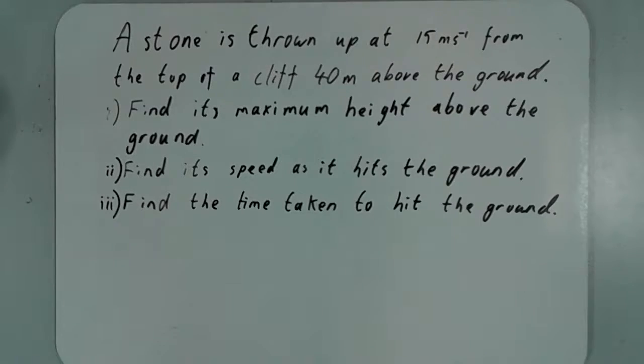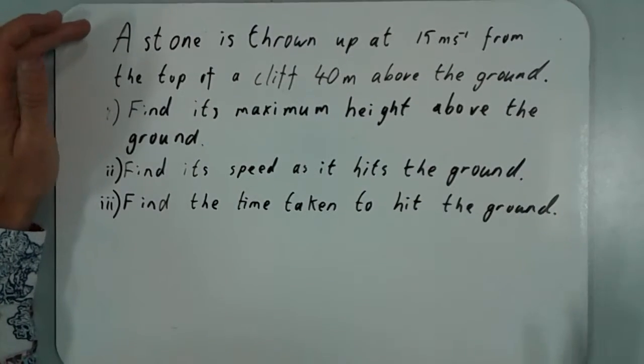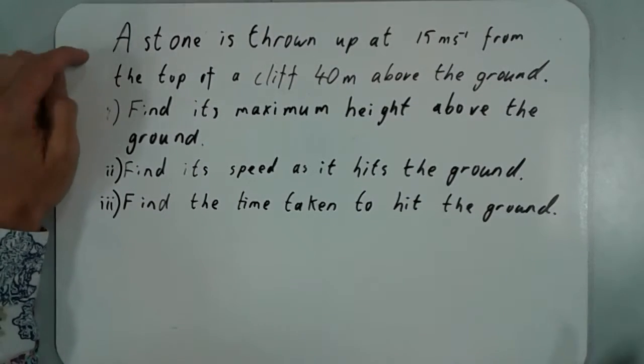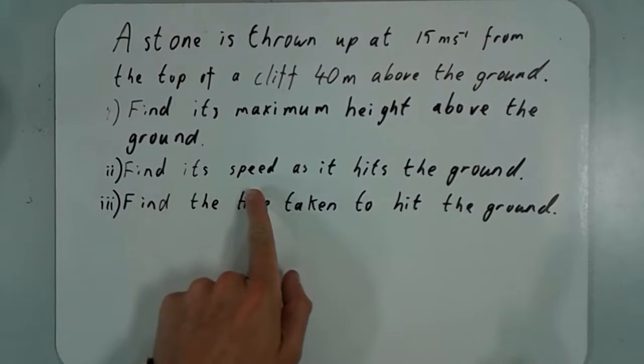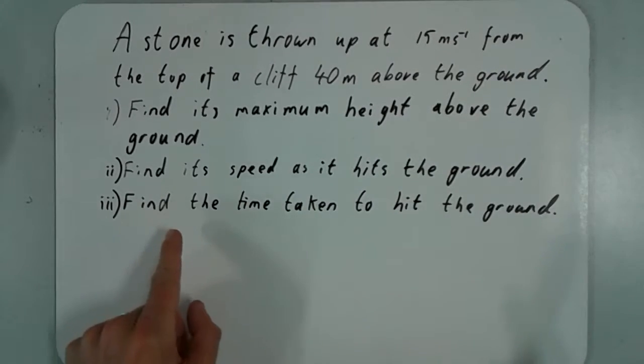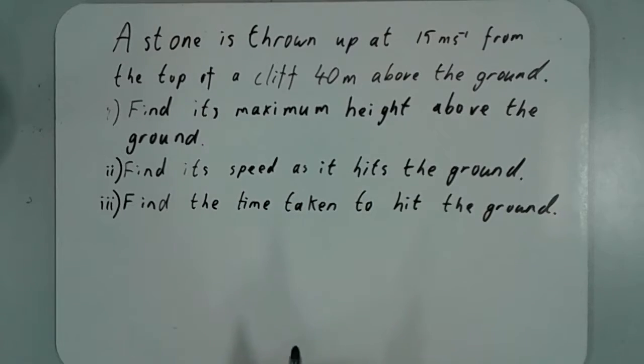Let's look at how we can answer this SUVAT equation. So first of all, let's see how we identify it as a SUVAT problem. A stone is thrown up at 15 metres per second from the top of a cliff 40 metres above the ground. Find its maximum height above the ground. Find its speed as it hits the ground. Find the time taken to hit the ground.